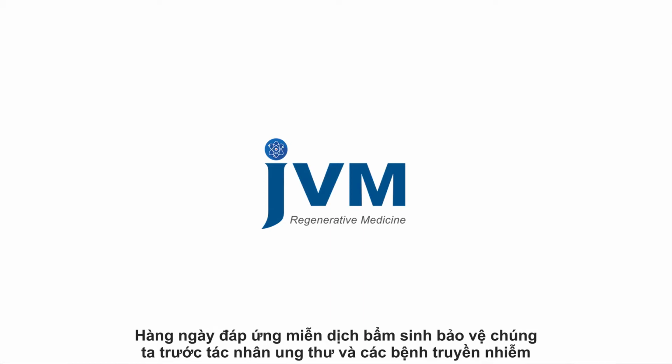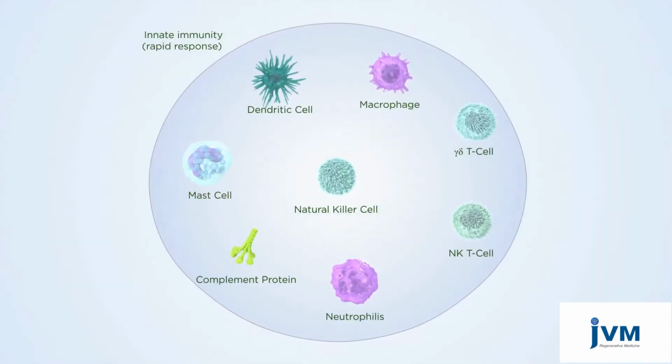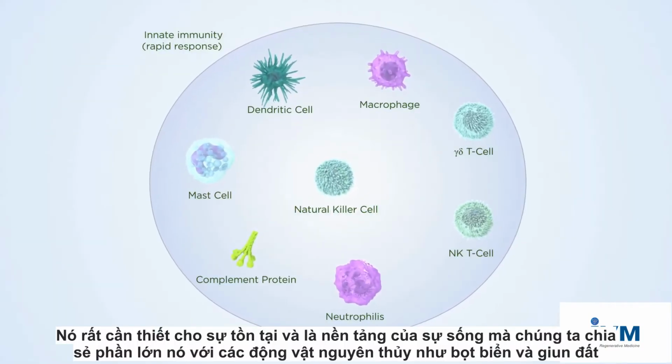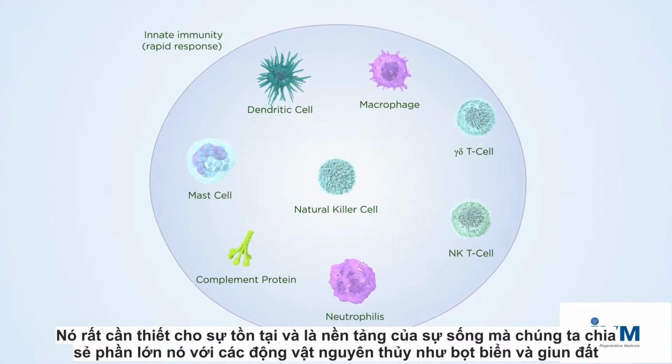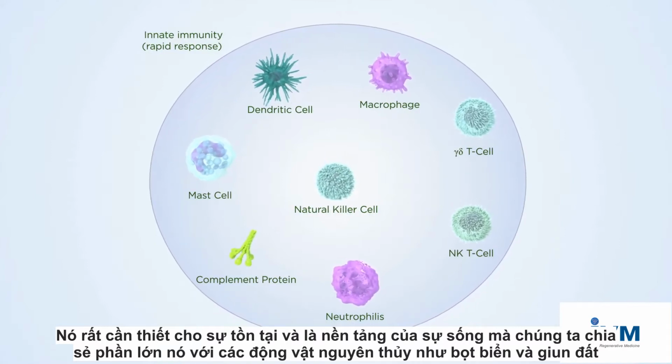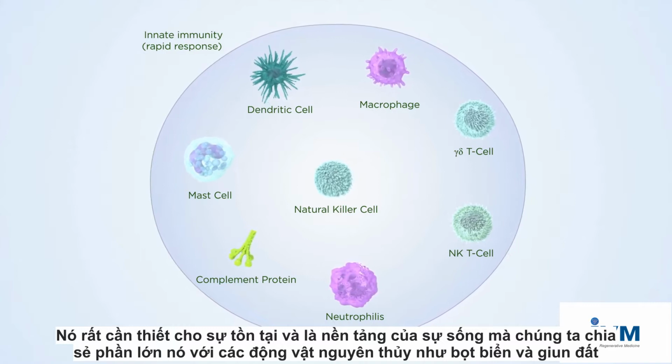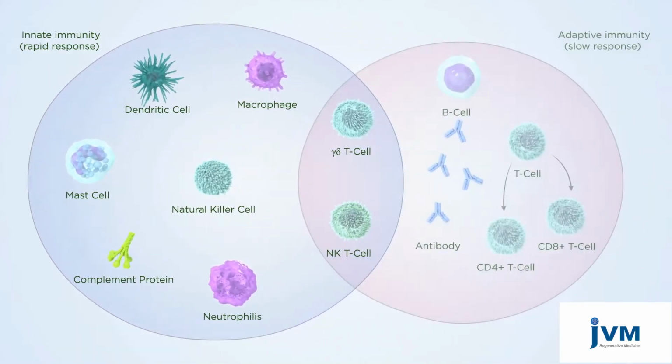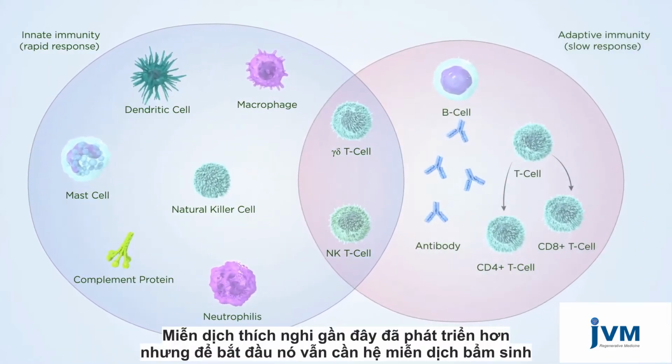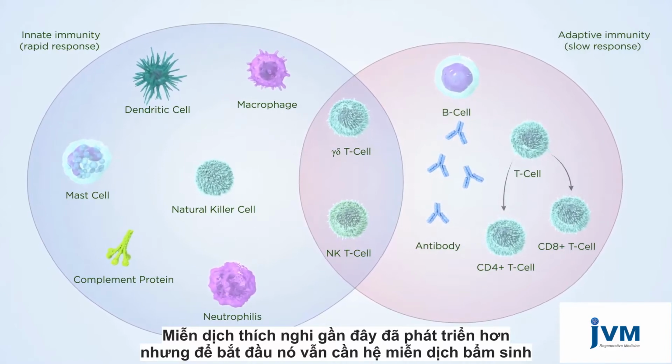Every day, our innate immune response protects us from cancer and infectious diseases. It's essential for our existence and is so fundamental to life that we share much of it with primitive animals such as sponges and earthworms. Adaptive immunity evolved more recently, but to be initiated, it still needs the innate immune response.